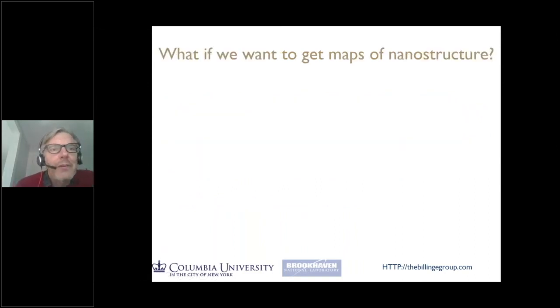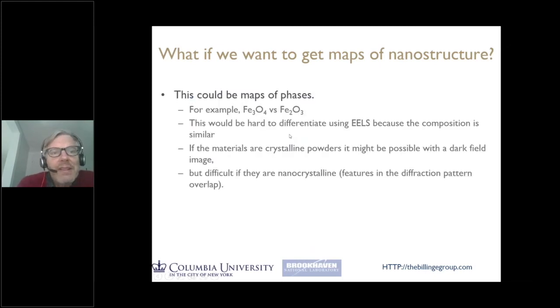So then we can ask the question, what if we want to get maps of nanostructure? I'll give a particular example, which is just pulled out of the air. It's not a real one, but let's say that you have a material and it has Fe3O4 particles in it, and it has Fe2O3 particles, and you want to see where the Fe3O4 is versus the Fe2O3. And this kind of microscopy would be rather difficult if you were trying to use just bright field imaging. They have a similar contrast and they both have iron and oxygen, so it would be difficult to image this using elemental mapping. But these two phases have very different structures.